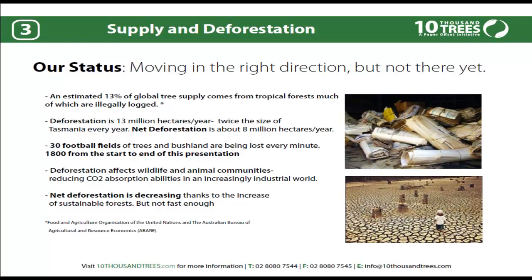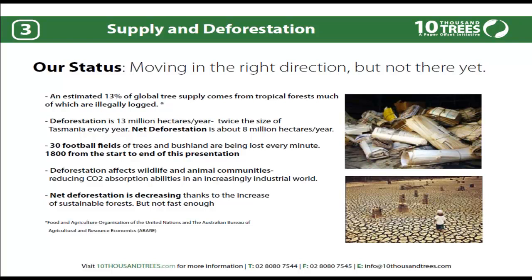So we're doing quite a lot of good things out there, and we're slowly increasing the amount of sustainable forestry out there, but right now there's not enough of it to cope with the demand that we have. From the beginning to the end of this presentation, something like 30 football fields of trees are going to be lost. And the issue with deforestation, especially if we talk about old-growth forests, is that it affects the wildlife and animals around it, as well as the communities that live around it. The other important impact is the reduction of CO2 absorption, because as we all know, trees absorb CO2.